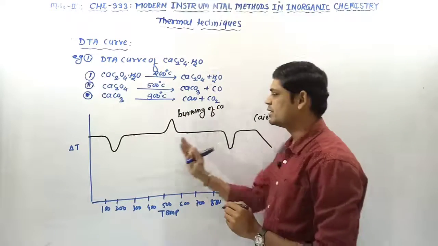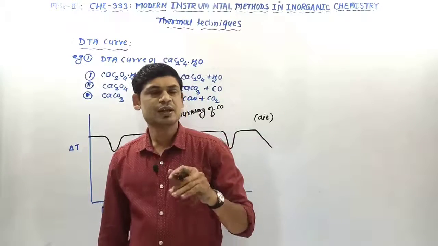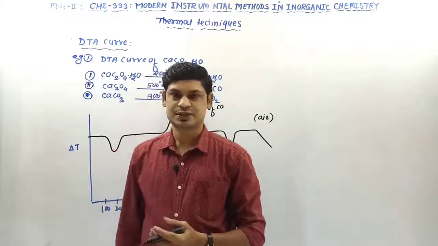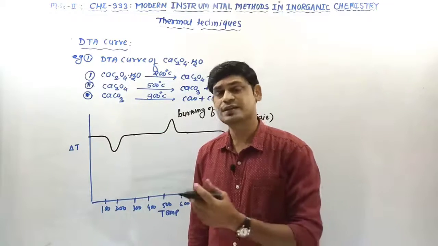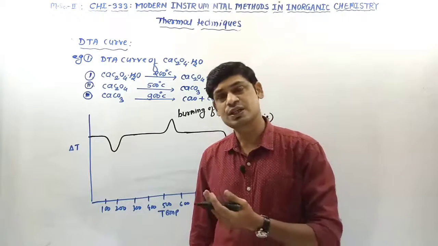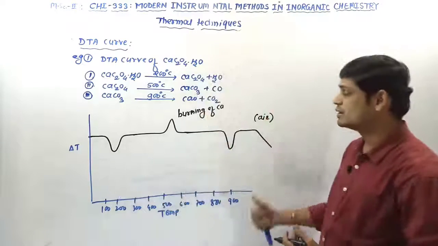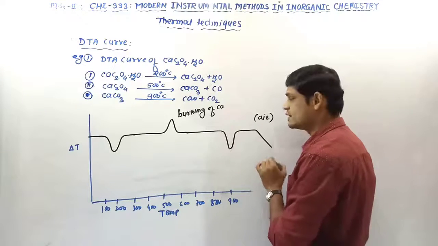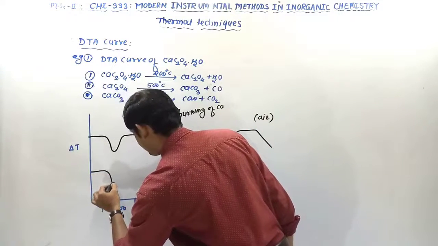If we perform the corresponding analysis in carbon dioxide atmosphere, furnace atmosphere, we will discuss the atmospheric conditions and their influences on a DTA curve afterward. If we perform the same curve in a CO2 atmosphere, the corresponding peaks will be in this way.